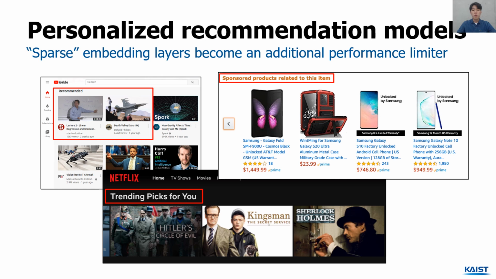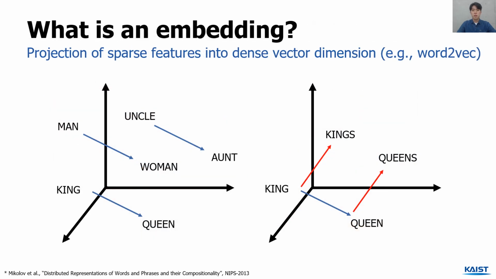In this work, we focus on personalized recommendation models, which were recently discovered with its importance and various applicability in domains such as e-commerce, search engines, and social network services. For this model, the sparse embedding layer causes an additional performance bottleneck on top of dense DNN layers. So, you might wonder, what are sparse embedding layers? Or, more fundamentally, what is an embedding?